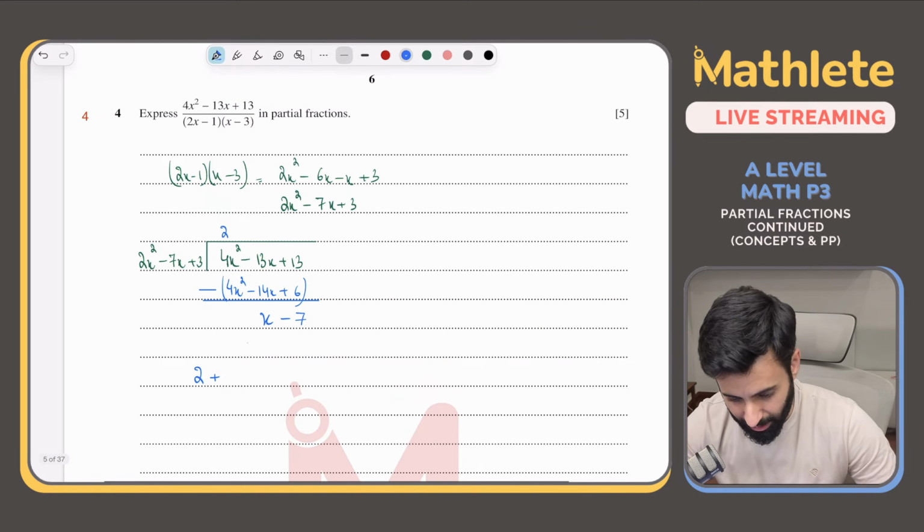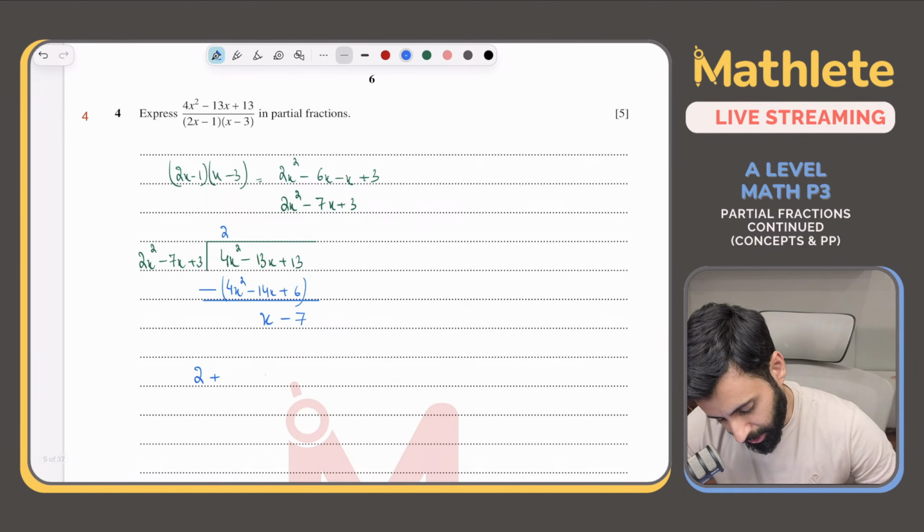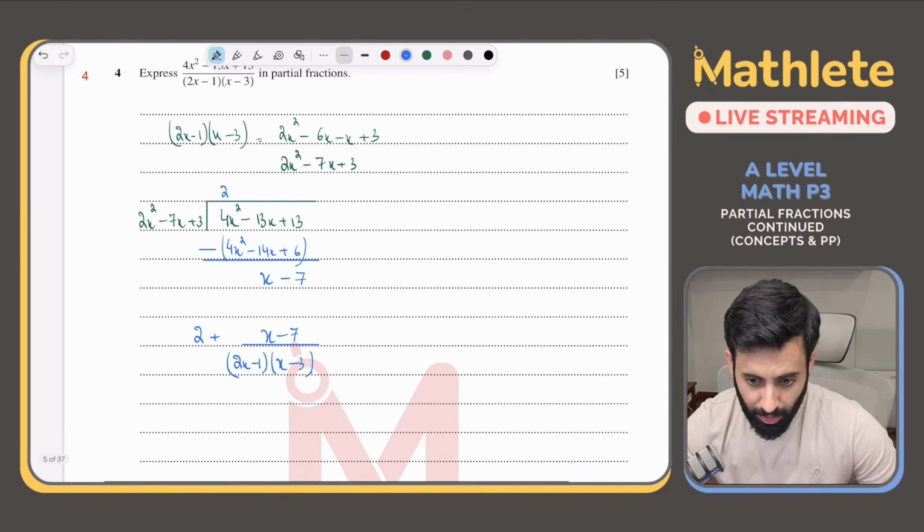Now we're going to go back and write the factorized version. So quotient plus remainder. And instead of writing 2x square minus 7x plus 3, we know that we don't need the expanded version. We need the factorized version. So we're going to write down the factorized version.